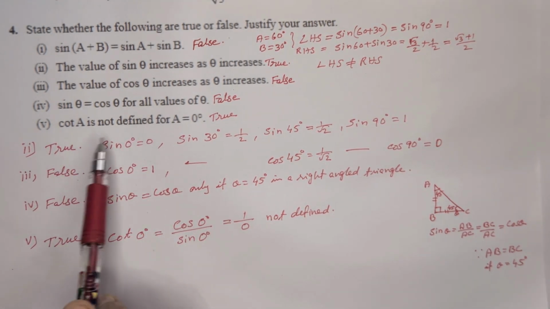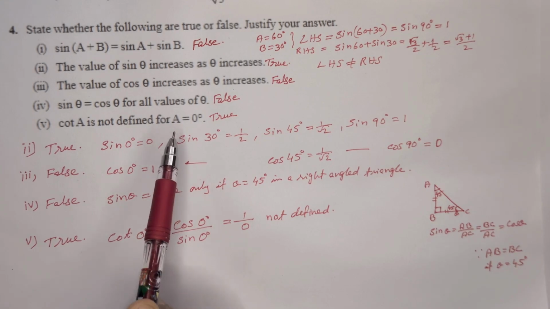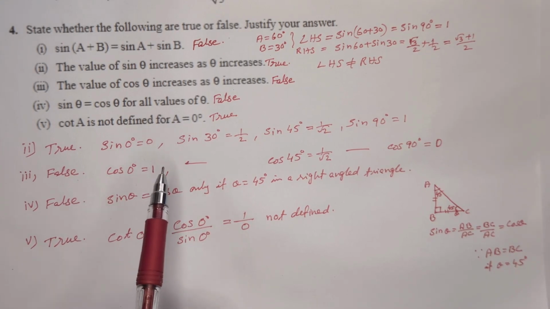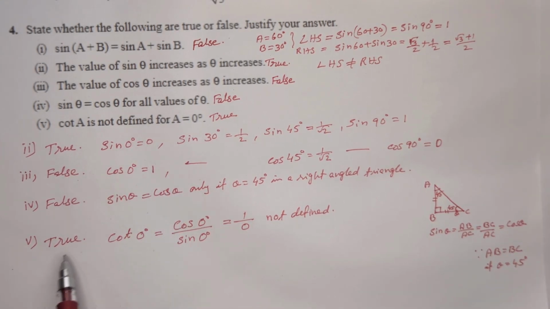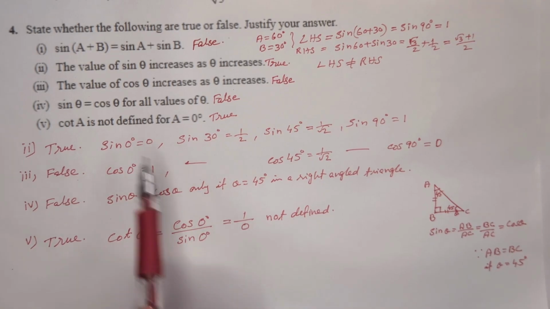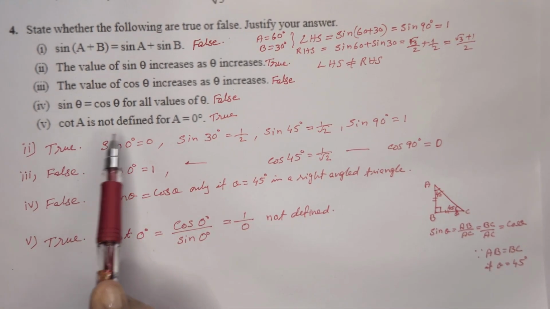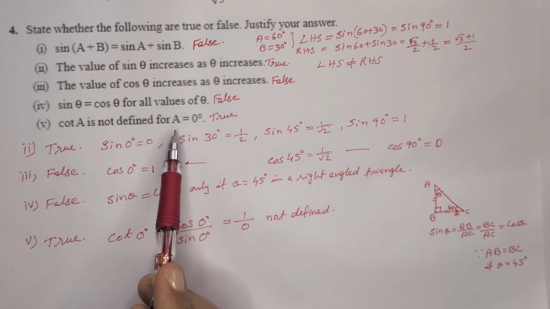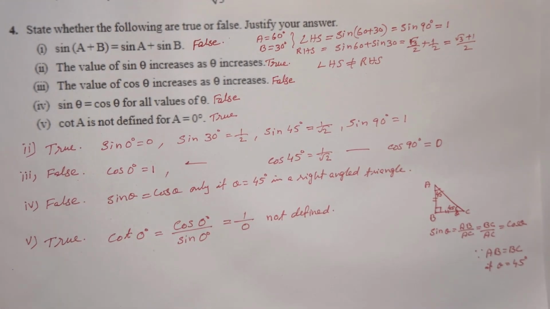Fifth statement, cot A is defined for A is equal to 0 degrees. That is false. Cot 0, angle is 0 degrees. Cot means cos by sine. Cos 0 is 1, sin 0 is 0. So 1 by 0 is not defined. That means cot A is not defined for the angle A is equal to 0 degrees.